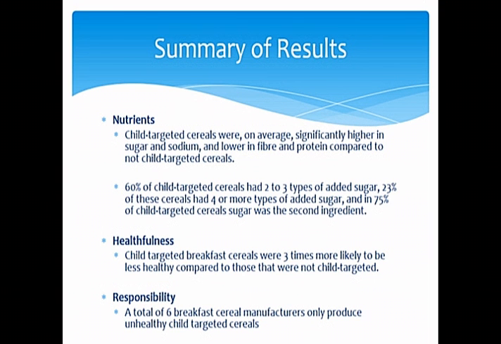Now, in terms of just summarizing the results quickly, so first of all, the child-targeted cereals were significantly higher in sugar and sodium, lower in fiber and protein compared to the not child-targeted cereals. 60% of the child-targeted cereals had 2 to 3 types of added sugar, and 75% of the child-targeted cereals had sugar as their second ingredient. In terms of the overall healthfulness of the cereals, child-targeted cereals were 3 times more likely to be classified as less healthy compared to the not child-targeted cereals.